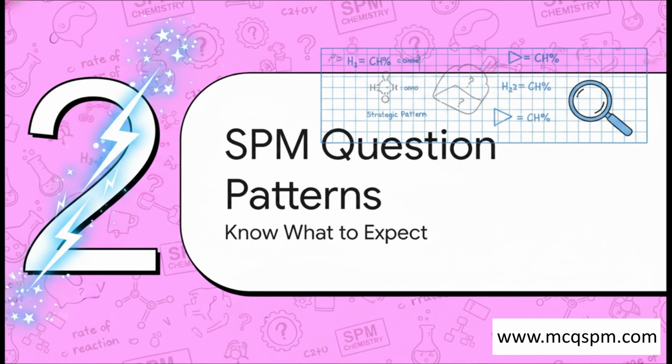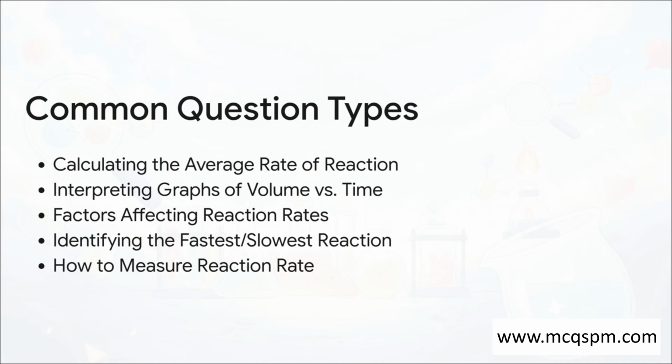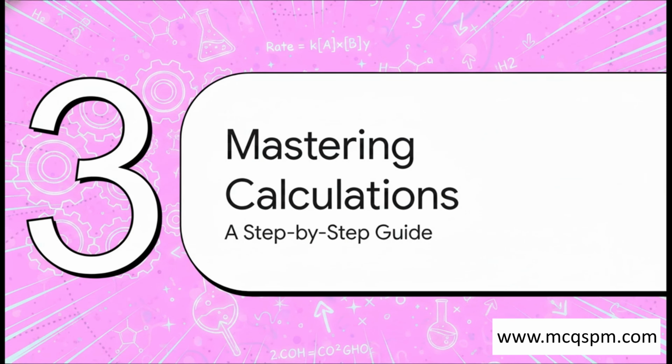Let's get strategic. You know, the secret to the SPM exam isn't just knowing chemistry. It's knowing how they're going to ask the questions. Think of this as your insider's guide. I can almost guarantee your exam paper will pull questions from this list. They'll want you to calculate the rate, read a graph, or explain what makes a reaction go faster or slower. Once you see these patterns, they're not scary anymore. You can prepare for them. Let's kick things off with the one that involves numbers, the calculation. I'm going to give you a really simple, repeatable method that will work every single time. No more guesswork, I promise.